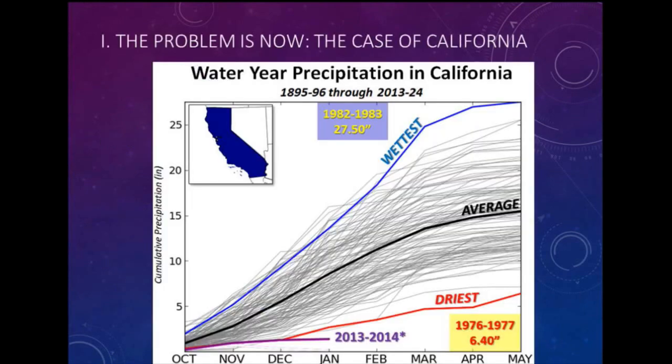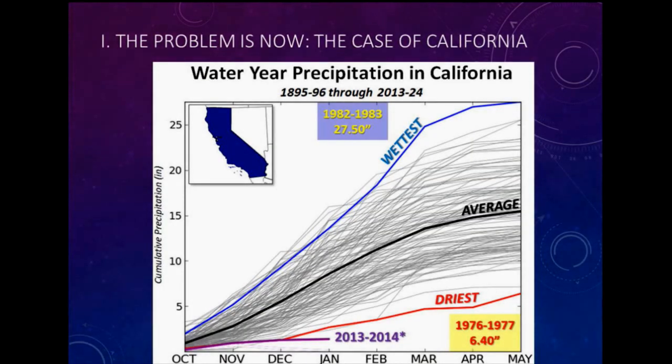I'll just skip this because this gives a sense of what's happening in California. If you look along the bottom, I'm not sure if you can see the bottom axis, but it runs from October to May, which is the rainy season in California. This shows wet, average, and dry years. All these different lines are plotted going back to 1895. You can see that in the wettest years, we would have about 25 inches of rain per year in California in these 6 months, in an average year about 15, and in the driest years around 5 inches of rain per year.